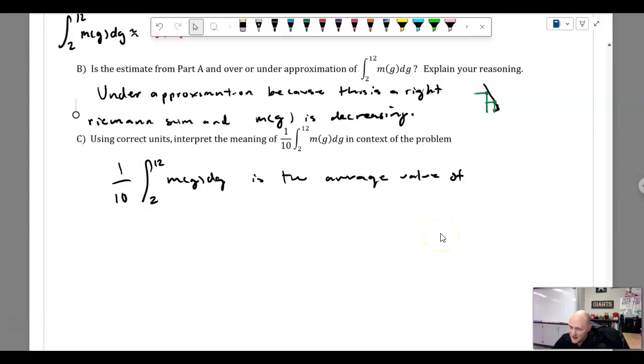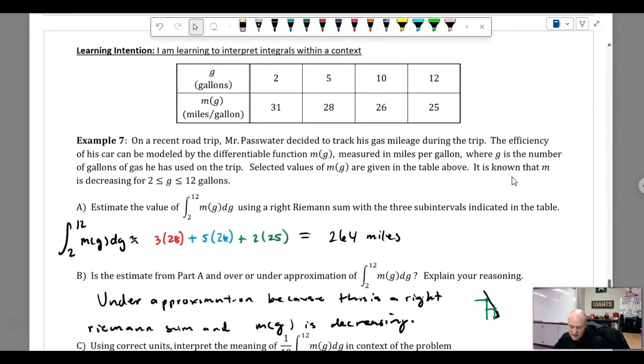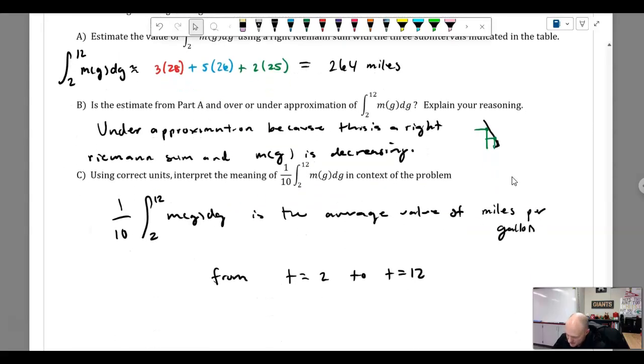What is it called? 1/10 of the integral of m of g dg is the average value of, oh my gosh, miles per gallon from t equals 2 to t equals 12. And our units here are gallons.